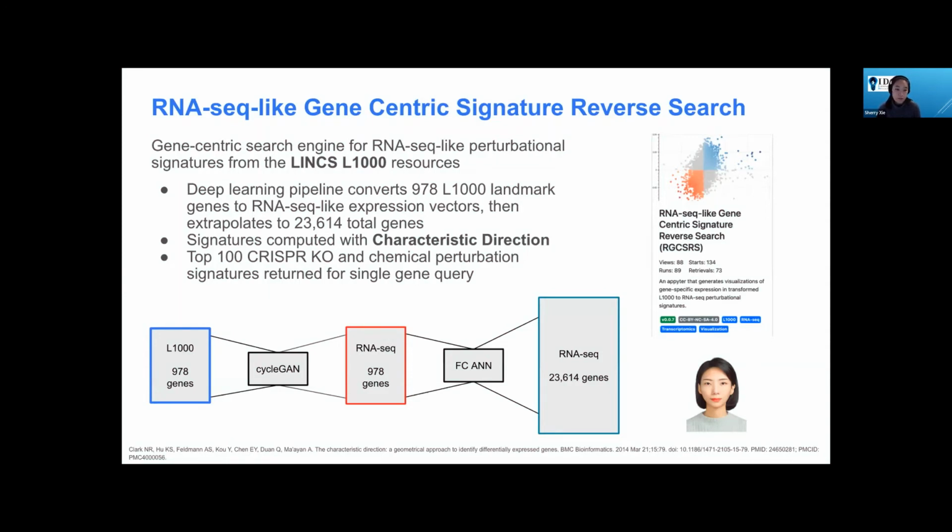A CycleGAN model was first used to transform the 978 landmark L1000 genes to RNA-seq-like expression vectors. Then a fully connected artificial neural network is used to extrapolate the expression of 23,000 total genes. Just for efficiency's sake, because there are 1 million total signatures in the L1000 dataset, only the top 100 CRISPR knockout and chemical perturbation signatures for each single gene are returned in the Appyter. Signatures were computed with the characteristic direction instead of limma in this case.